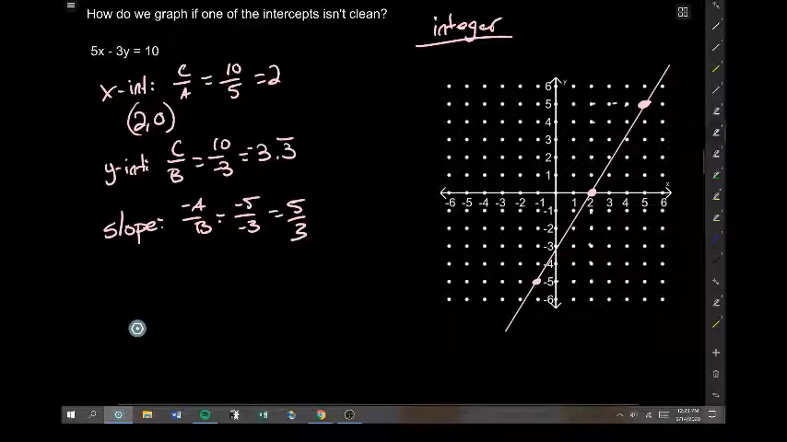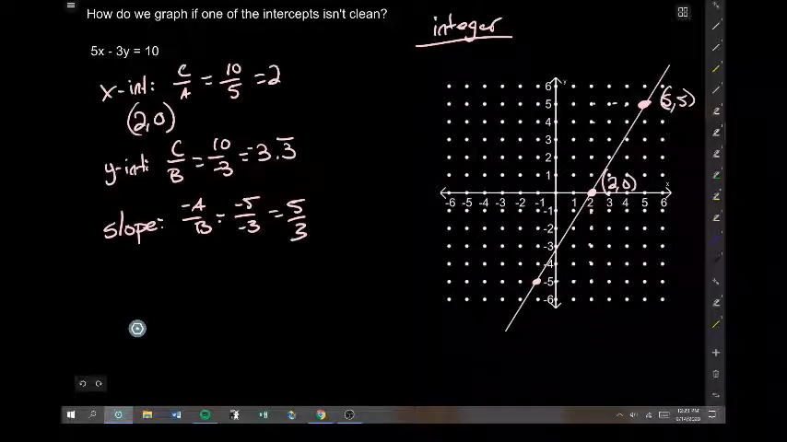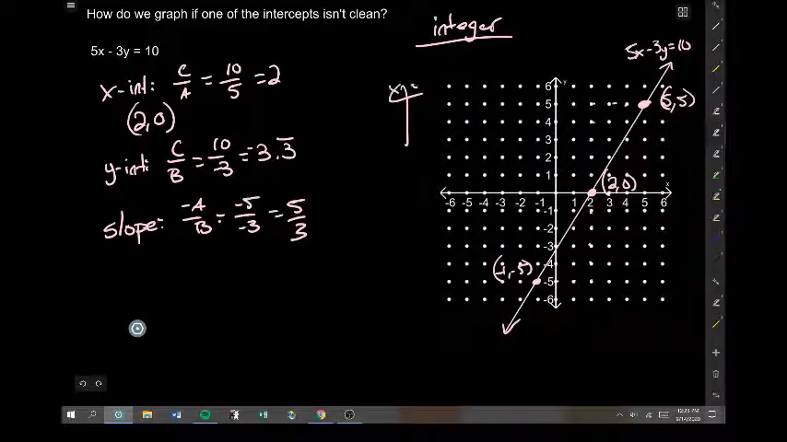So I had the point (2, 0), had the point (5, 5), and I had the point (negative 1, negative 5) for the line 5x minus 3y equals 10. My table is the same: (negative 1, negative 5), (2, 0), (5, 5).